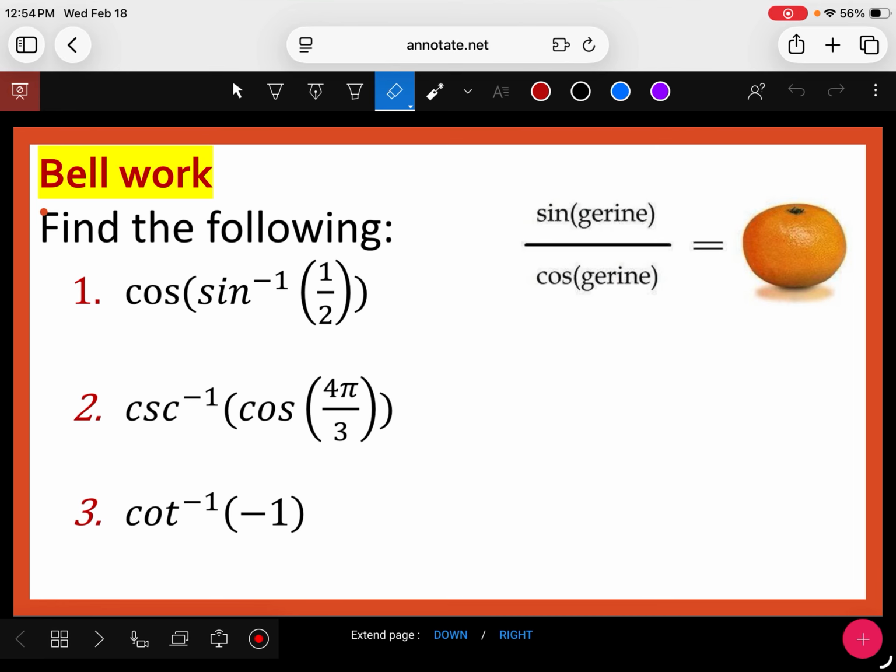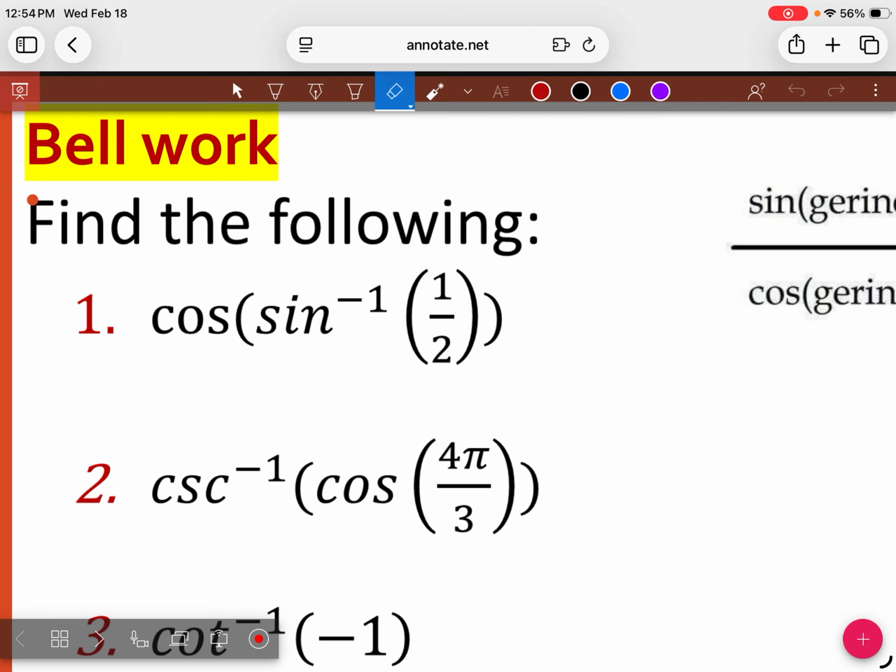All right, so first thing first, you're looking inside of your parentheses. So looking inside, what angle has a sine of positive 1/2? Janaya, what angle did you come up with? Pi over 6. Who agrees? A sine. Okay, good. So that's pi over 6.